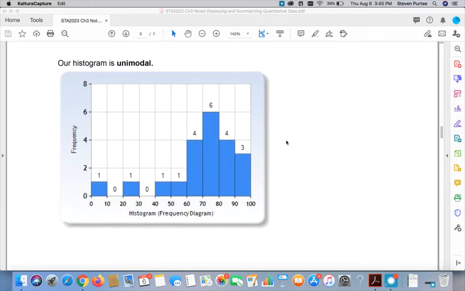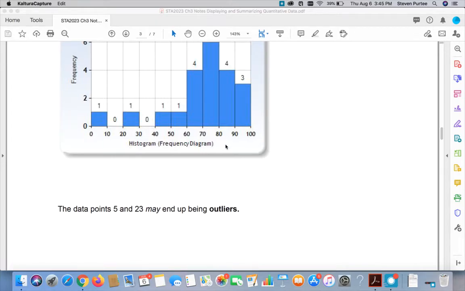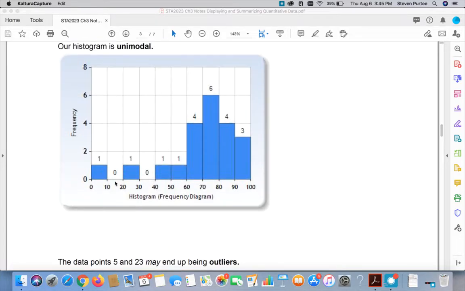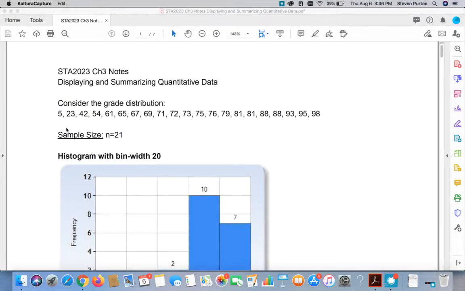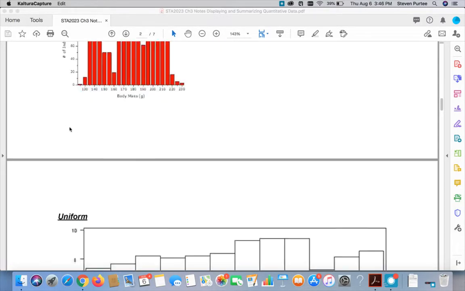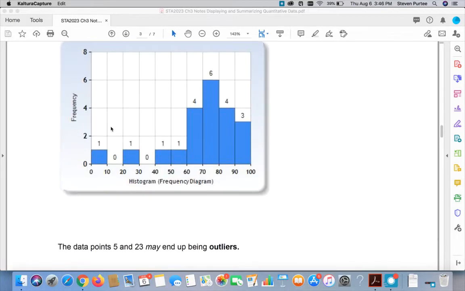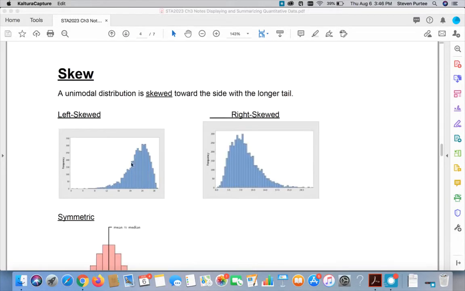Okay, the next thing we look at, by the way, our distribution is a unimodal distribution. We may have a couple of outliers here. We'll see later that these are outliers. Outliers are data points that just don't fit in. So these were the data points we can see up here, 5 and 23. They will turn out to be outliers under one definition.